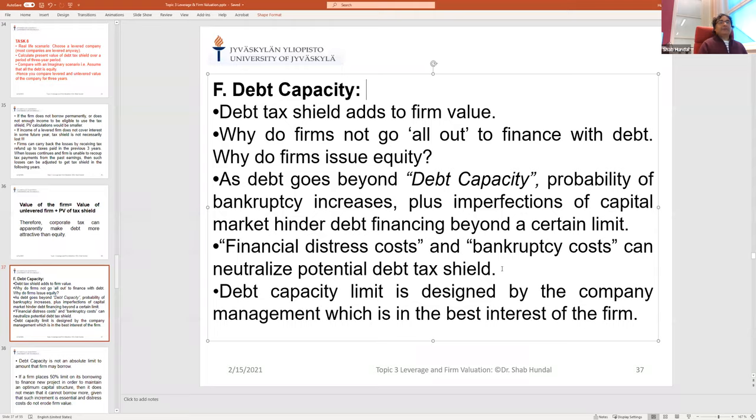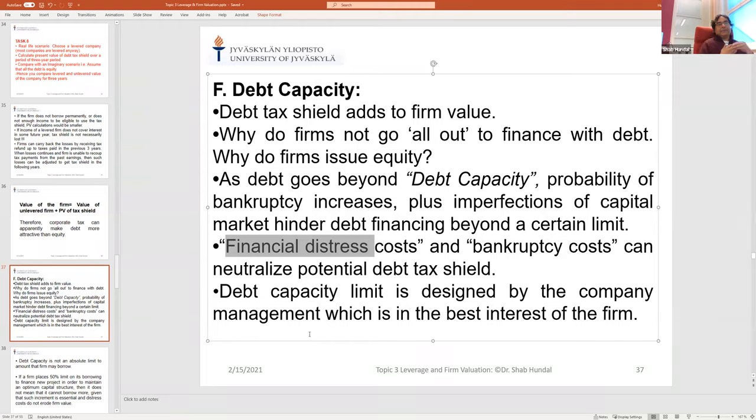And if this stress is accumulating, then ultimately it emerges as a financial distress. Okay? And the financial distress cost is enough to make a firm bankrupt. Absolutely. So even though you are adding some debt tax shield, if the firm doesn't exist anymore, then all the debt tax shield which you're talking about makes no sense.